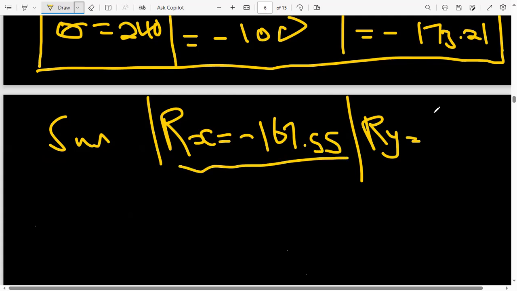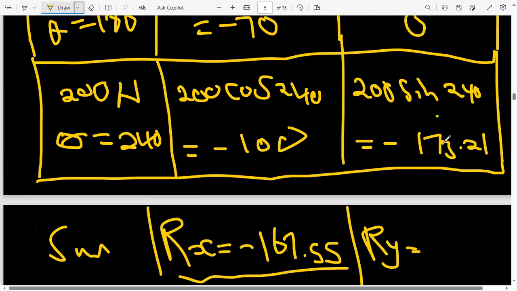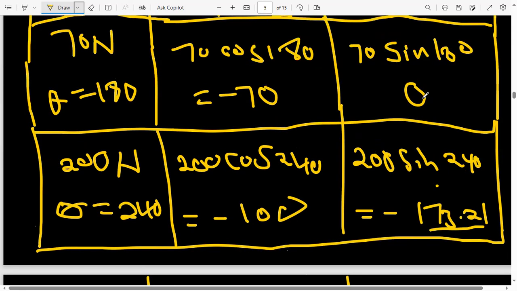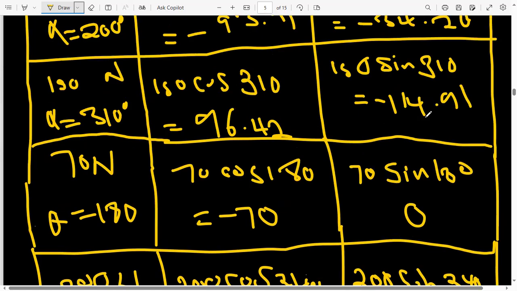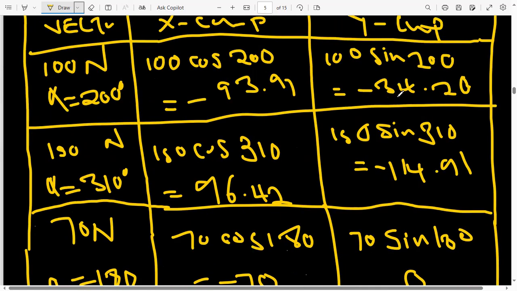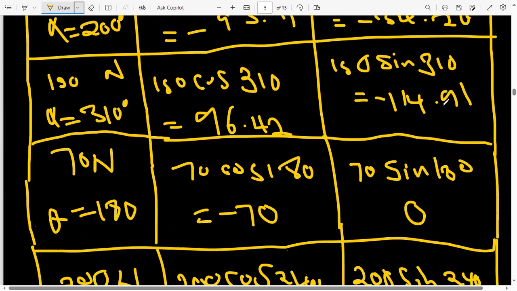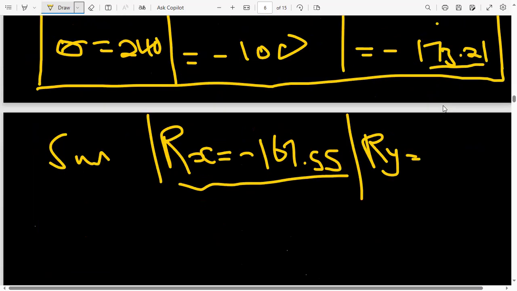Then my resultant of Y, let's add. So this number here, punch it on your calculator, plus 0, plus minus 114.91, plus minus 34.20. What are you going to get? My calculator is saying I'm getting minus 322.32. This is what I'm getting, okay?